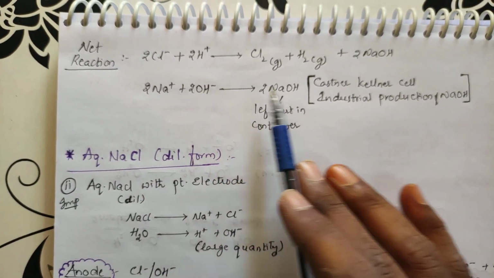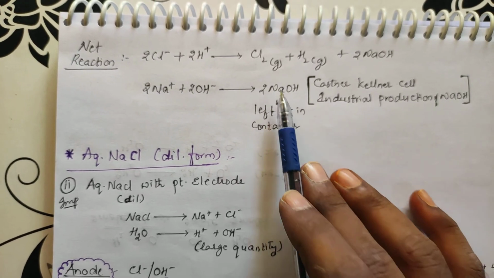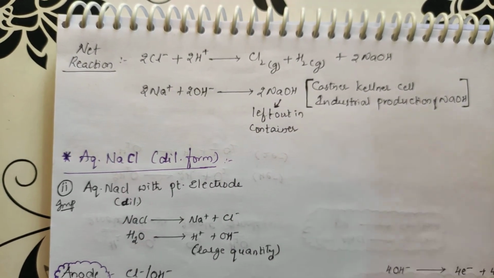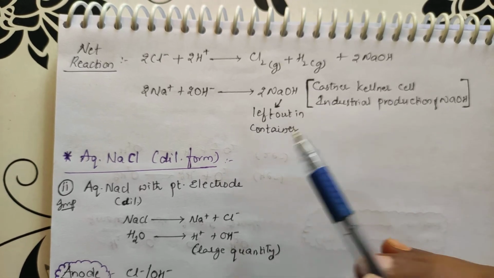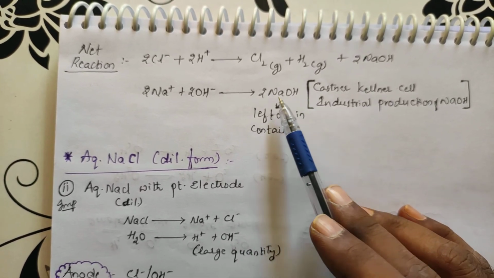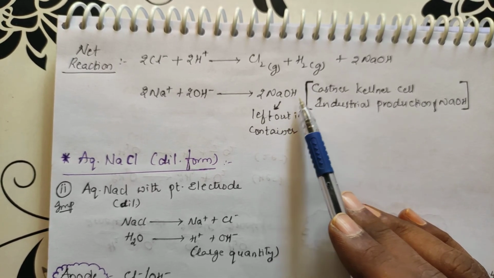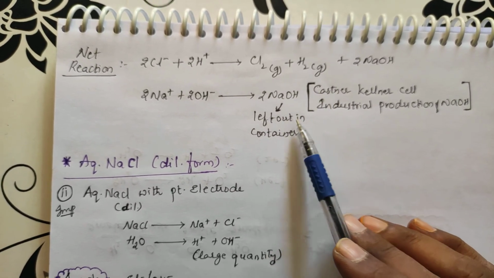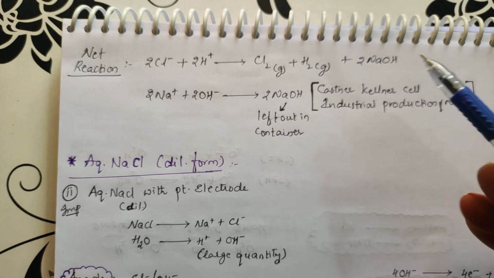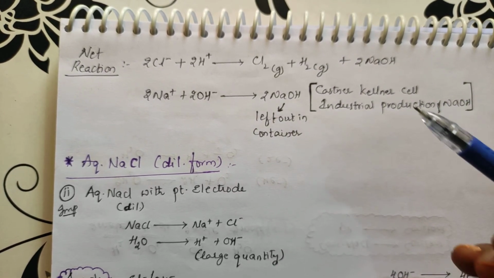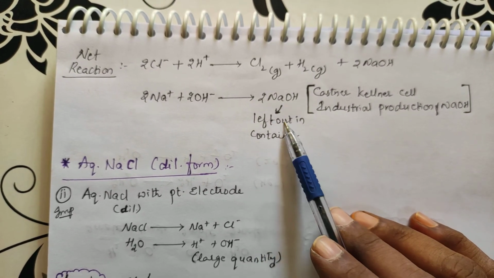So this results in the formation of NaOH, which is left in the container itself, and this is the process we use in the Kastner-Kellner process. In first year, in inorganic chemistry, you learned about the preparation of sodium hydroxide, NaOH, in the first group elements. This is the pattern: take water as well as salt and subject it to electrolysis, so that you can prepare NaOH.